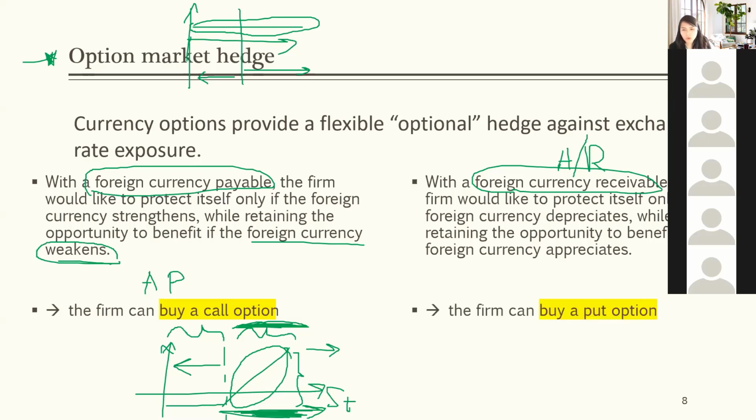So here you want a contract that provides you with protection on the downside, right? So when the currency weakens, at the same time, it should leave you some flexibility on the upside, okay? So when the currency appreciates, a contract should give you a bit more flexibility.